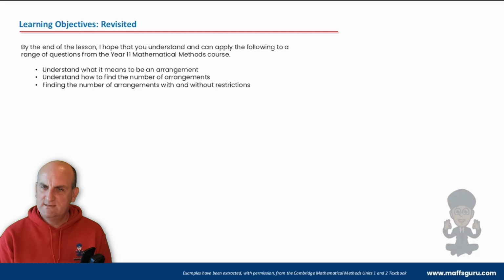Right, did we understand what it means to be an arrangement? Yes, it's a permutation. It's one distinct order of a group of objects. Understand how to find the number of arrangements. Yes, we can use factorial methods, depending on whether it's restrictions or not. Find the number of arrangements with and without restrictions.